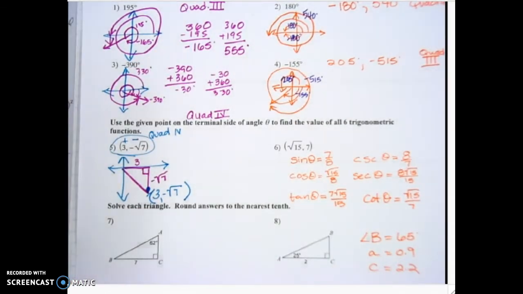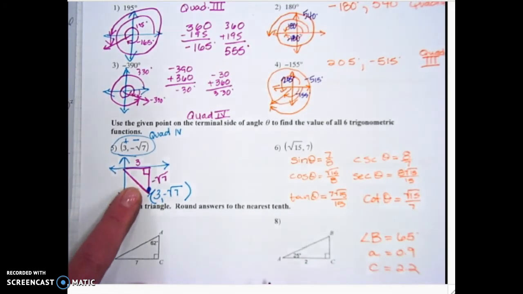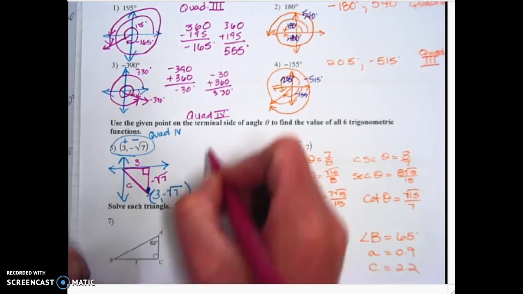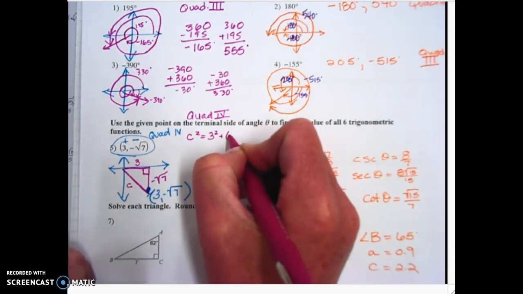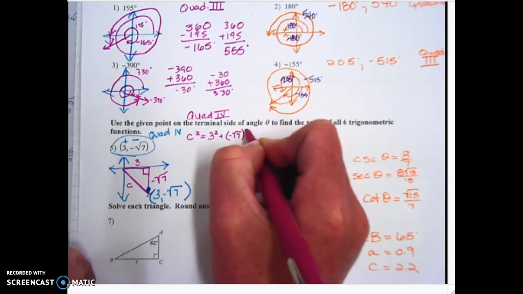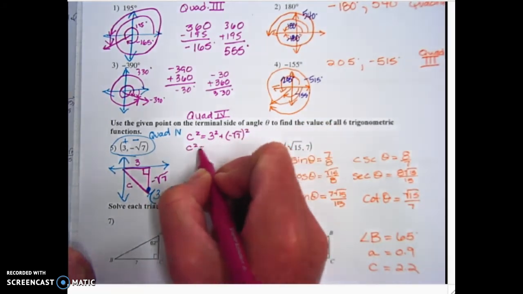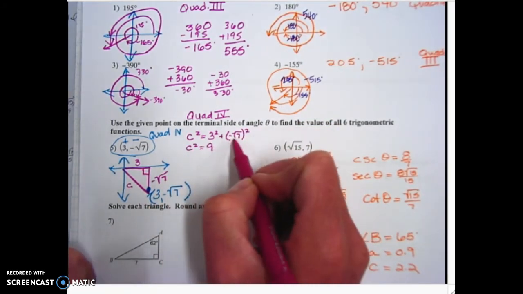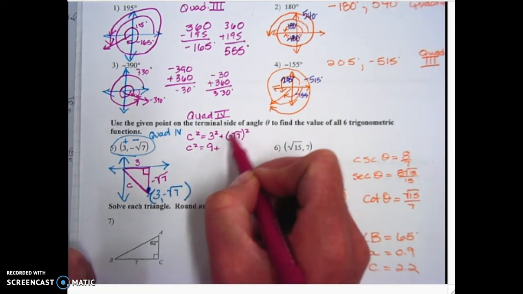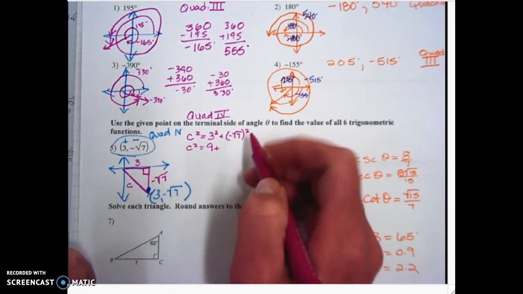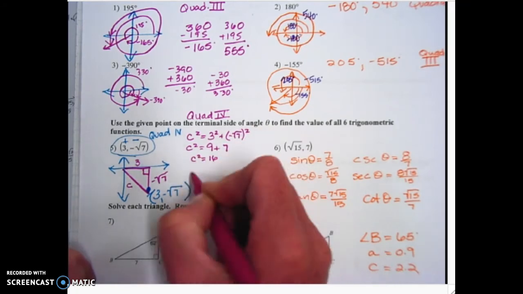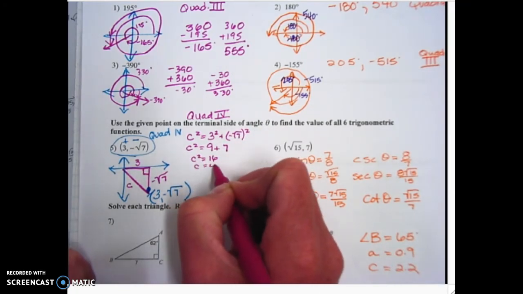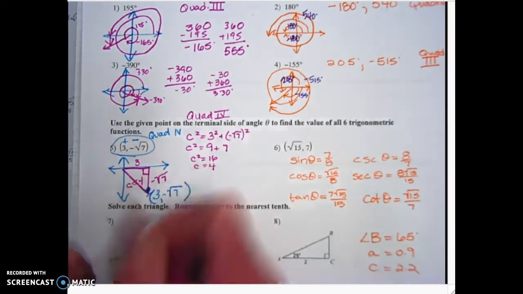So on a right triangle, if you know the 2 legs, you can get the hypotenuse by using the Pythagorean Theorem. So I'll call this C for right now, and I'll say C squared equals 3 squared plus negative square root of 7 squared. And then I just simplify. 3 squared is 9. And this looks really complicated, but negative square root of 7 squared is just 7. 9 plus 7 is 16. And if we square root both sides, we get C equals 4. So the hypotenuse over here is 4.